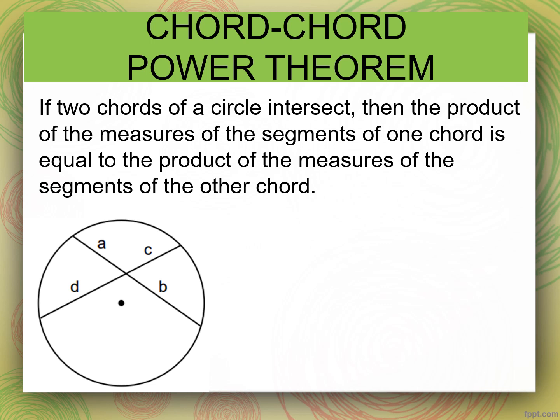So if two chords of a circle intersect, then the product of the measures of the segments of one chord is equal to the product of the measures of the segments of the other chord. So let us use a given figure here to represent the theorem.